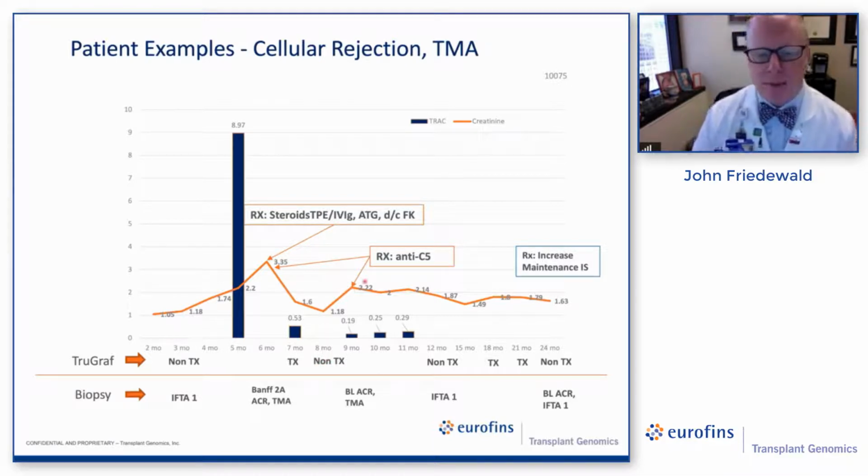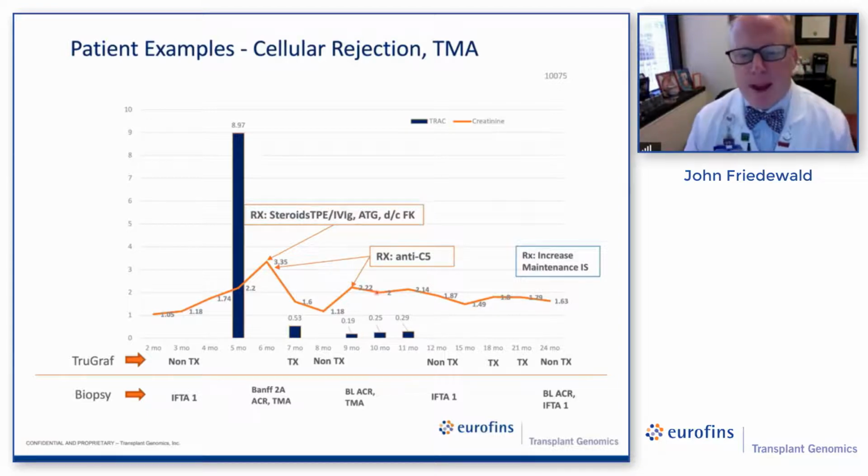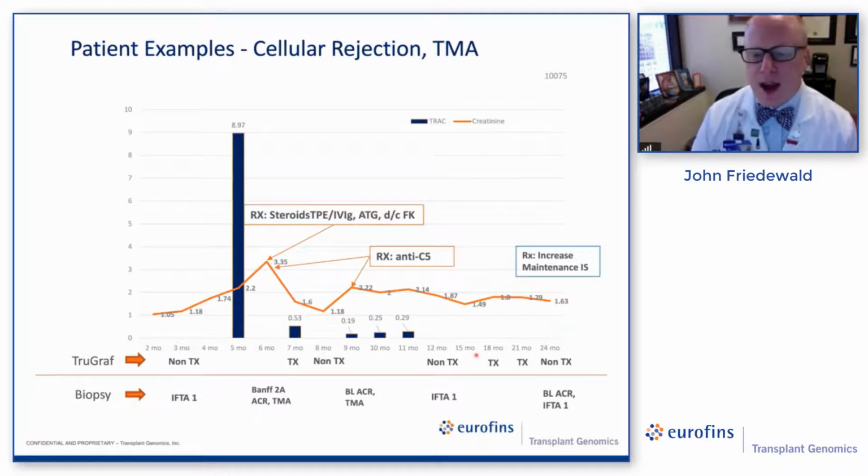The creatinine went back up again. Another biopsy was done showing borderline acute cellular rejection and persistent thrombotic microangiopathy. Interestingly, at this time, the cell-free DNA was down at a very low level. The patient was treated with anti-C5 therapy. Serum creatinine stabilized and continued to improve over time. At the 1-year mark, the patient had another non-TX TruGraf result, and again the biopsy showed just interstitial fibrosis and tubular atrophy.